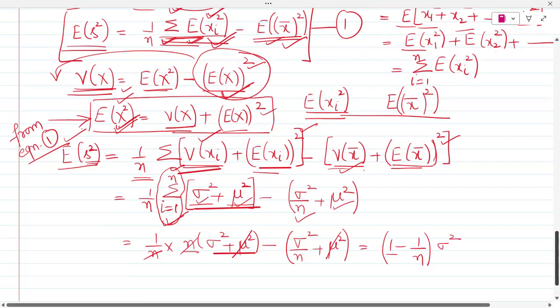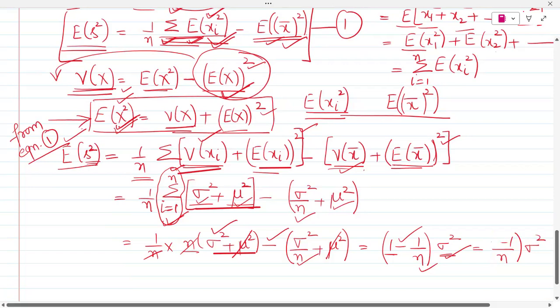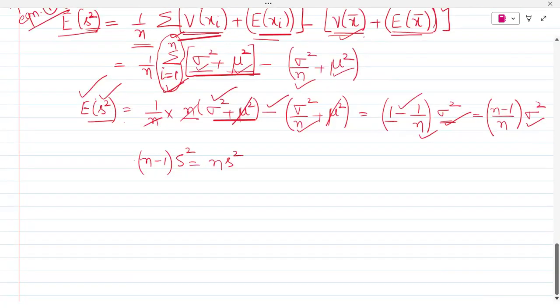So actually 1 into sigma square, that is here, and minus 1 by n into sigma square, which is here. And this proves one more result: the expected value of sample variance is equal to n minus 1 by n times sigma square. I have already discussed this formula.